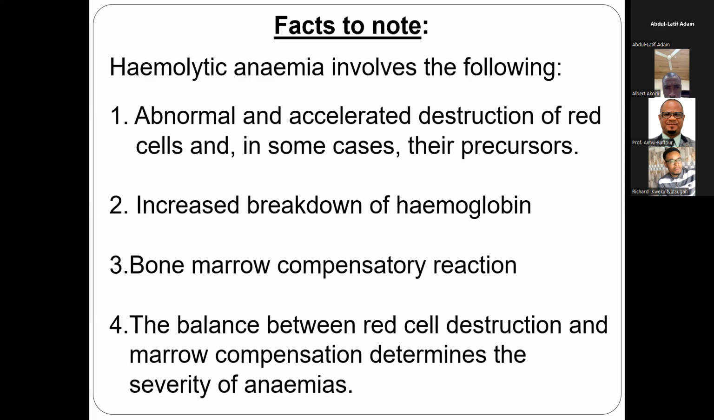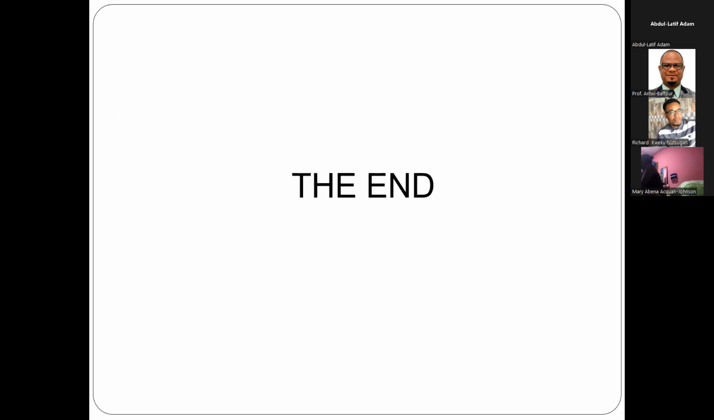What are we saying here? If there is a wide range between destruction and compensation, anemia is severe. But if the range between destruction and compensation is very close, it means that 10 is destroyed, 7 is produced, anemia is mild. But if 10 is destroyed and 2 are produced, then anemia will be severe. Okay, and that should be the end for today. Unless you have more questions, you have 6 minutes.